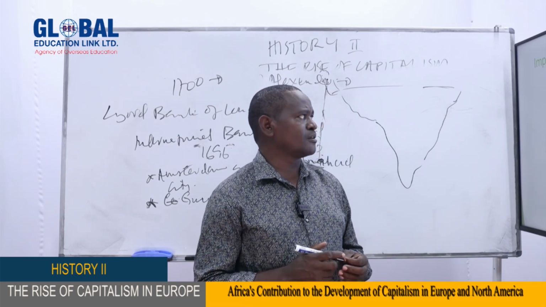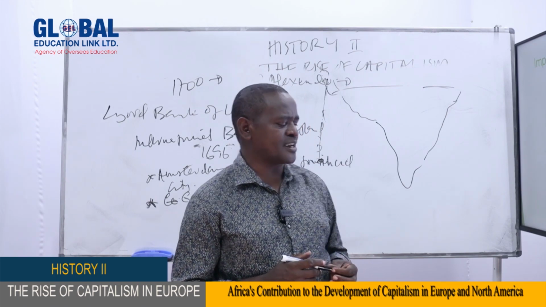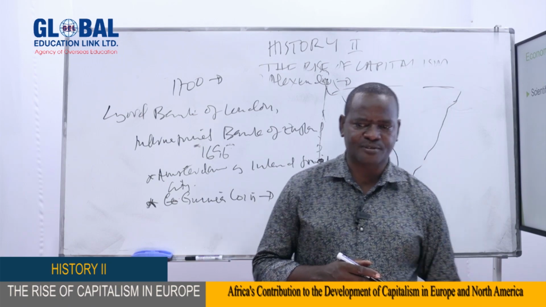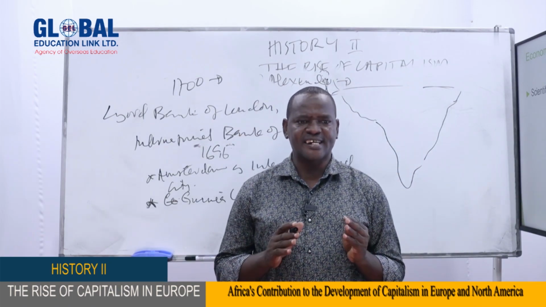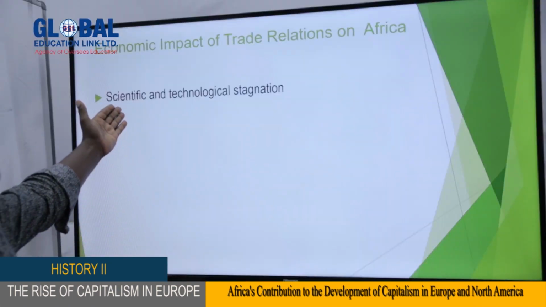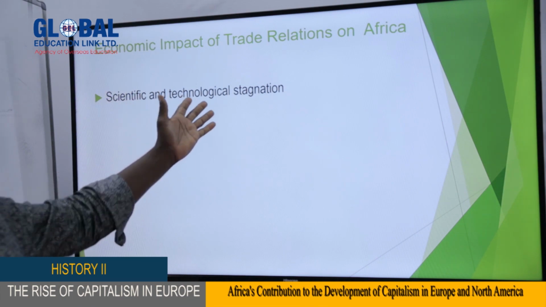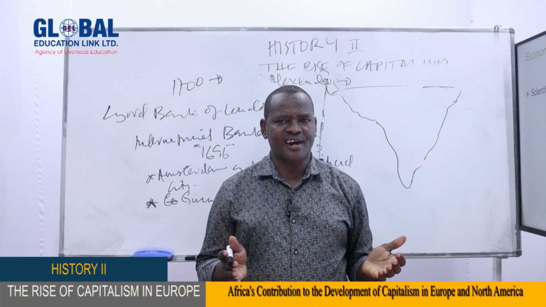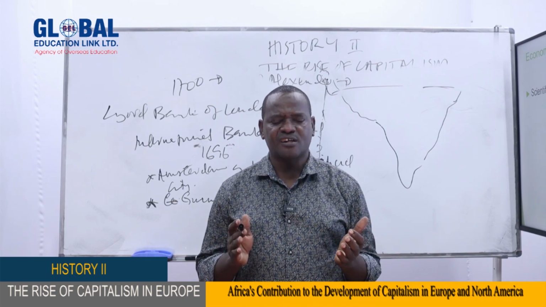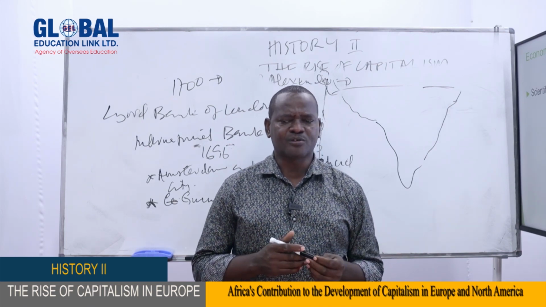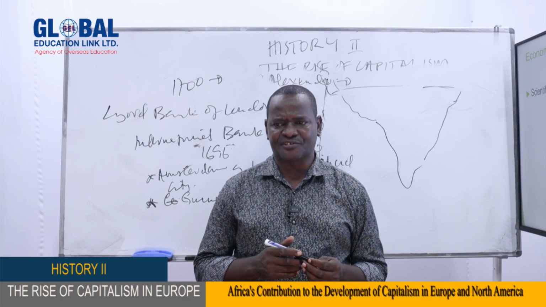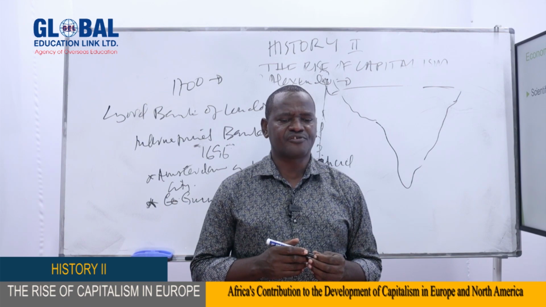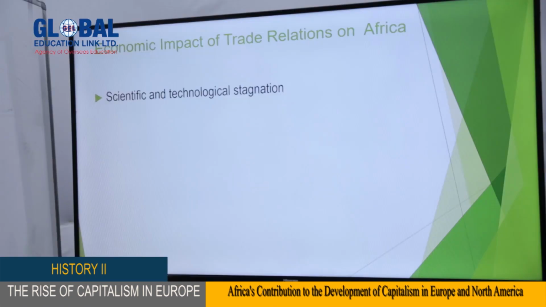Let's now very quickly look at the impact of trade relations on Africa, how Africa was affected. Just as I said, my dear students, Africa was affected negatively. So things like scientific and technological stagnation. African science and technology had to remain stagnant. Why? Because of the importation of European ready-made goods. Some goods were brought to Africa, like clothes and others. And those goods which were brought to Africa, in fact, contributed to the dying of African industries.